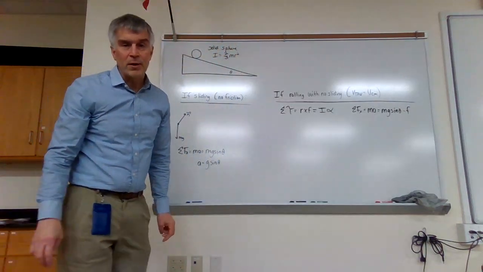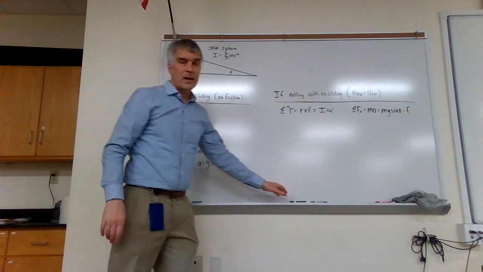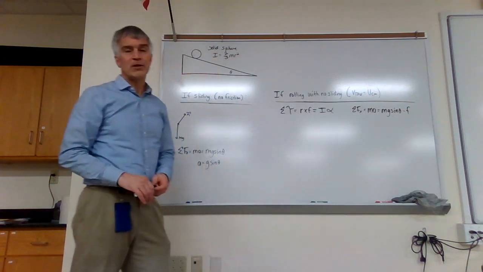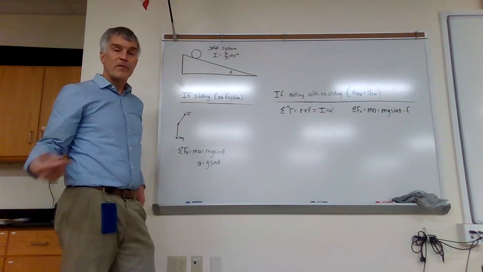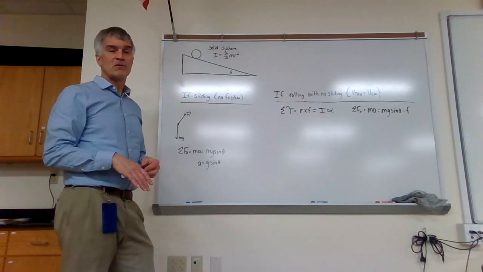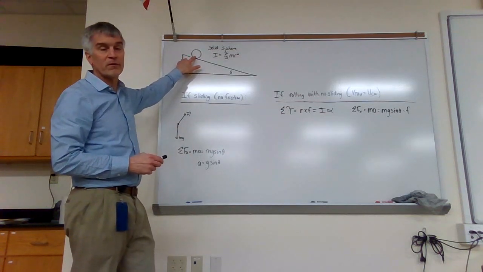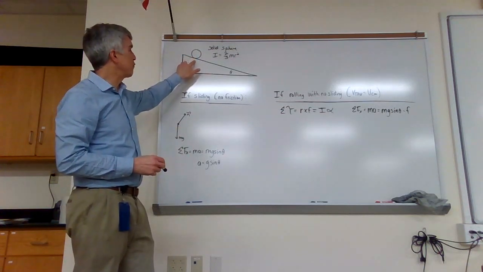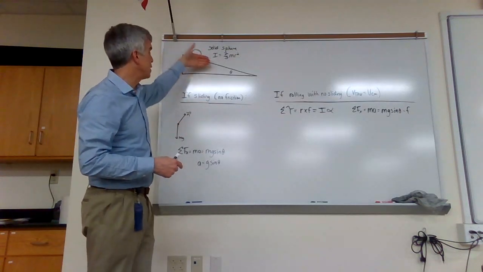All right, today we're going to take a look at a solid ball rolling down a hill, and I want to figure out the acceleration of this sphere as it goes down the hill. But before we do that, let's remind ourselves what would happen if this sphere were on a frictionless surface. If the surface were frictionless, the sphere would not spin. It would just slide down.